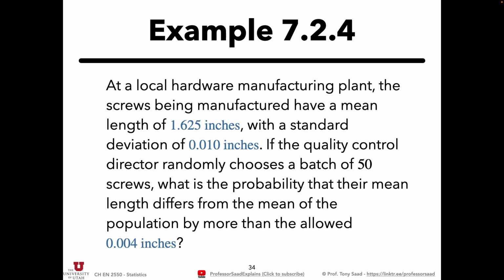So this is a quality control issue, which as an engineer you will be dealing with. All right? So what's the chance that if you randomly pick 50 screws out of this plant, you're only allowing a tolerance on average of 0.004 inches, okay? What's the probability that the mean length differs by more than this?